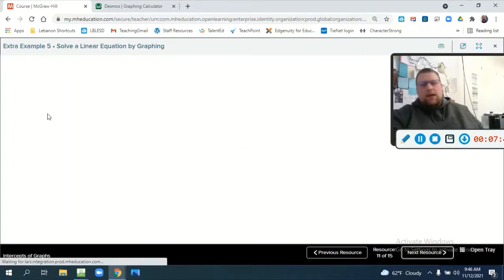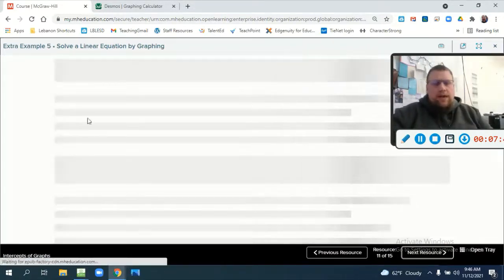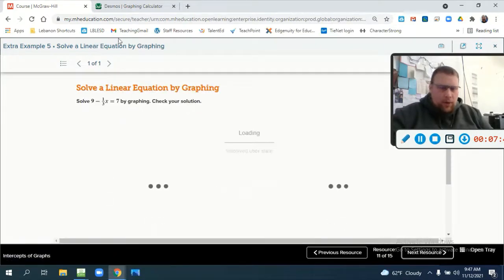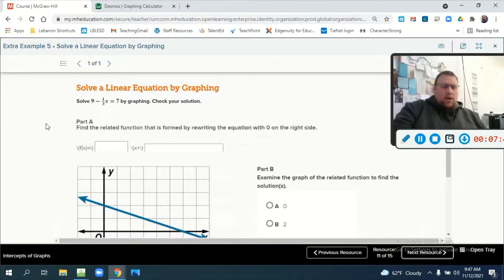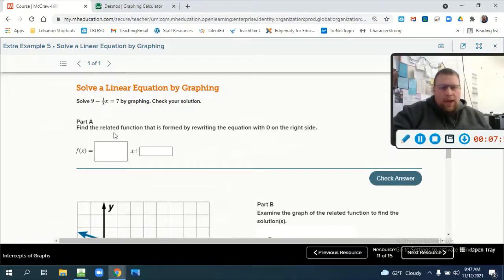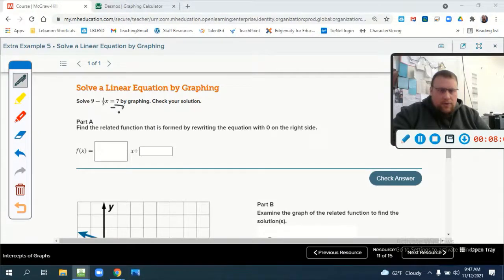Okay. So again, we're going to do this graphically. Now, they're already going to have the graph, but I'm going to show you how we would do it on Desmos. Okay, so part A, we need to find the related function that is formed by rewriting the equation with 0 on the right side. So to get 0 on the right side, I need to subtract 7, right? So if I subtract 7 from both sides, what do I end up with? I end up with 9 minus 7 is 2, minus 1/3 x equals 0.